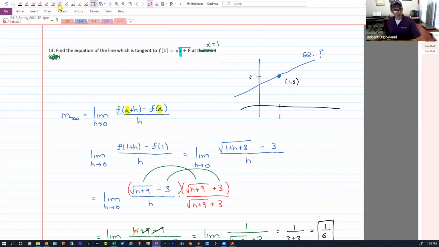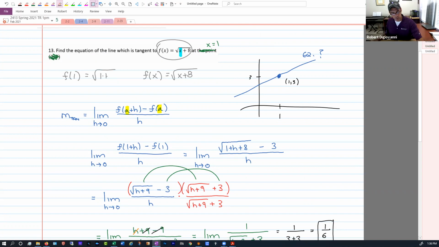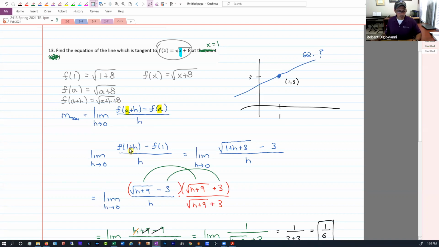Okay, so we have our function up here, defined in the problem. F of x is the square root of x plus 8. If I ask you to plug in 1, you just replace the x with 1. If I tell you to plug in a, you just plug in a. If I ask you to plug in a plus h, you just replace the x with a plus h. If I ask you to plug in 1 plus h, you plug 1 plus h in here, which is what I did there.